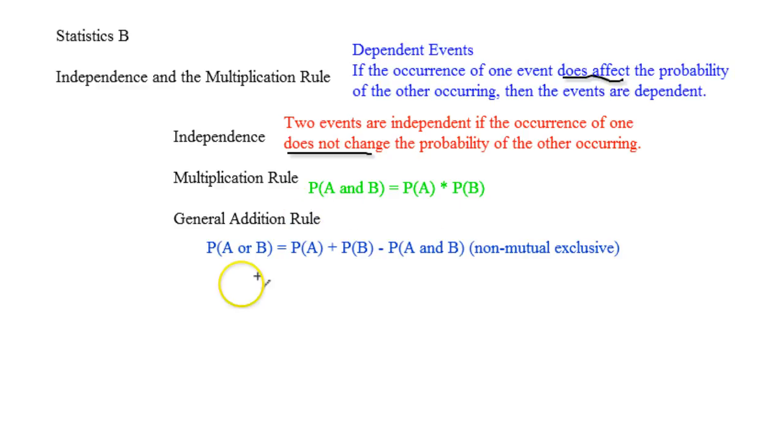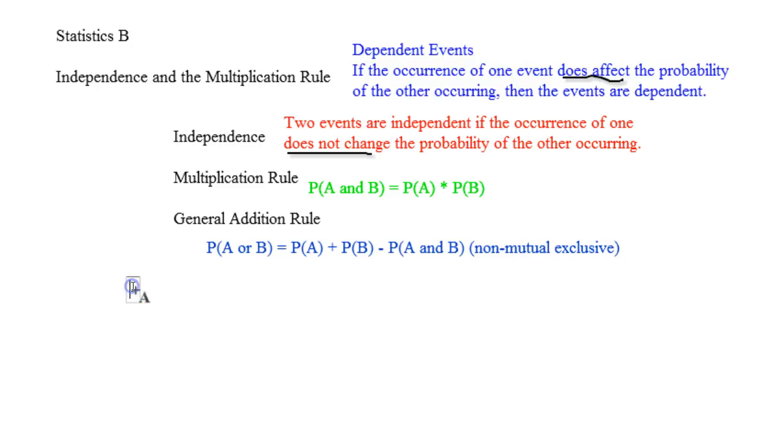And the general addition rule, a lot of people forget about this one. The general addition rule, for non-mutually exclusive events, is the probability of A or B equals the probability of A plus the probability of B minus the probability of A and B. Because if you think about it, here's what you're doing.